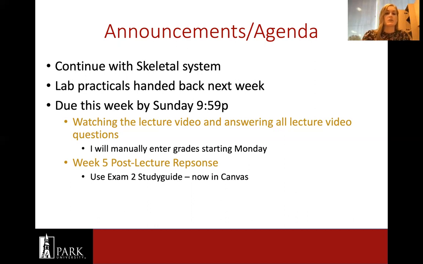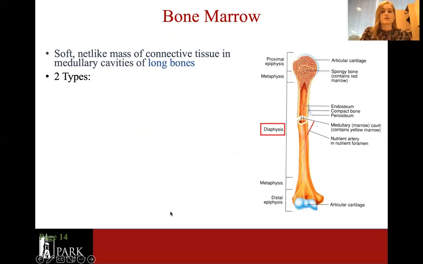All right, so we're going to go ahead and move on. Picking up where we left off, we're going to start off with bone marrow. This is going to be found in long bones specifically. So bone marrow is going to be a soft net-like mass of connective tissue, which is going to be in the medullary cavities of those long bones. That medullary cavity is going to be within the diaphysis or that long cylindrical part of the bone.